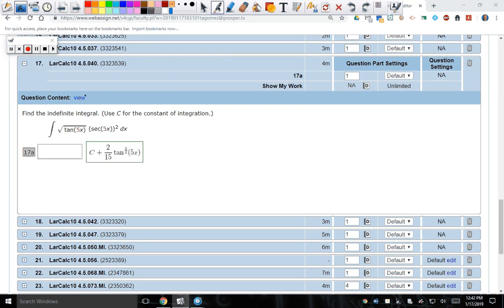All right, number 17. Find the indefinite integral. So we will have this plus c here at the end of some sort. And here we go. Now, I'm not going to guide you per se. I want to see what your approach is.